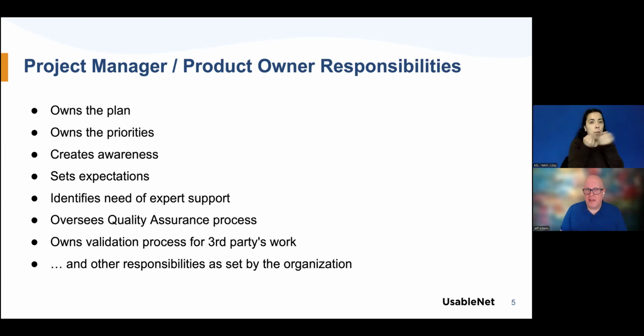Project managers often are also overseeing the QA process, understanding what's going into the testing plan, the testing scripts, what's being done automated versus what's being done on a manual process. And they can help influence to make sure that things are taken care of in the testing process, including around accessibility. That often includes the validation for any third parties as well.